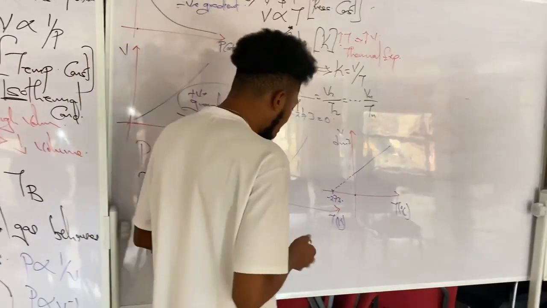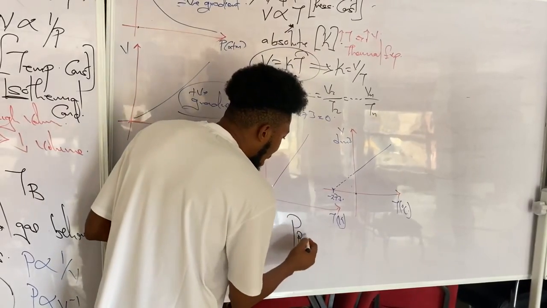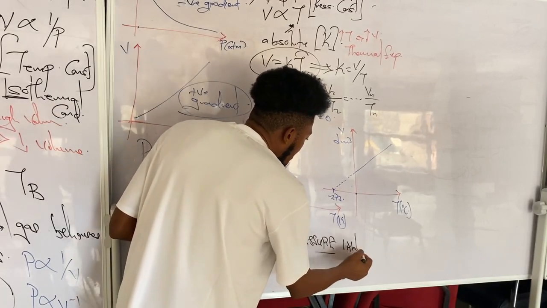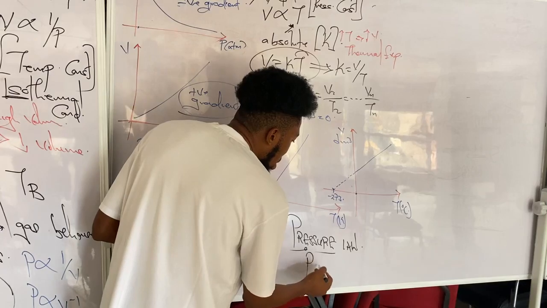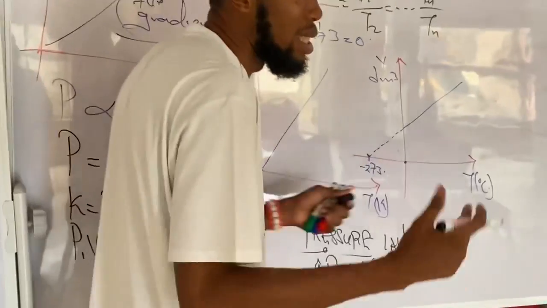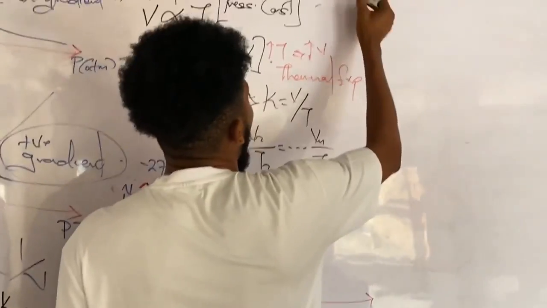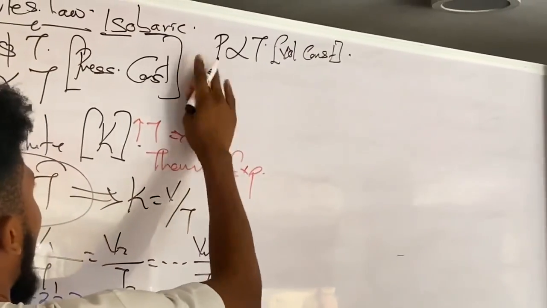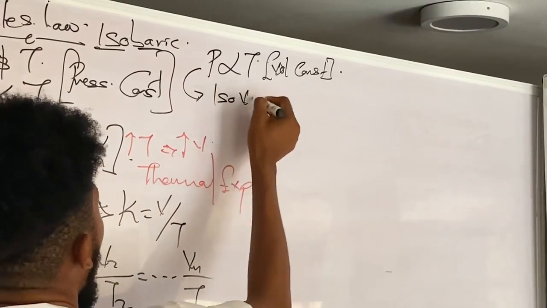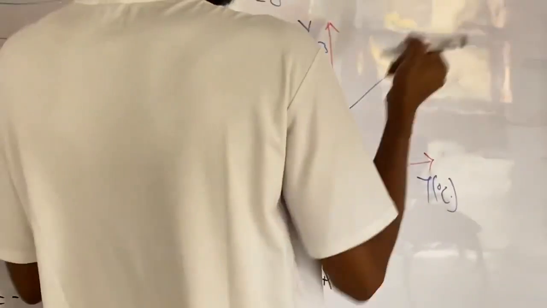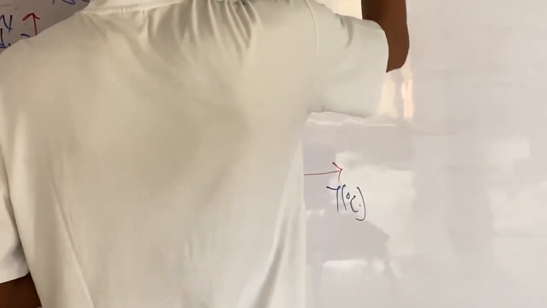A very similar thing happens in pressure law, introduced by Gay-Lussac. In pressure law, we are relating pressure with temperature, and you find that whenever you increase the temperature, pressure also increases. This is a direct relationship. So pressure is directly proportional to temperature, where volume is constant. Whenever you hear the words constant volume, it tells you that pressure law is operating under what we call isovolumic condition. All these have thermodynamic implications when you look at the thermodynamic equation. Isovolumic can sometimes also be referred to as isochoric.